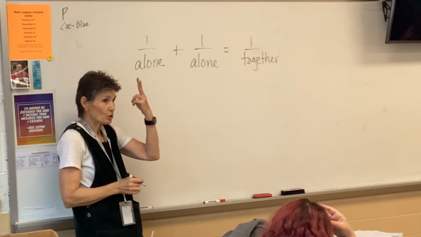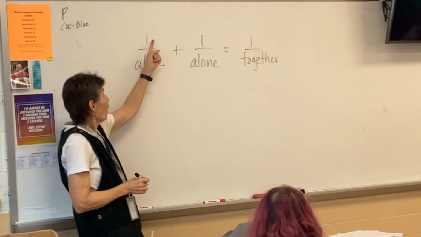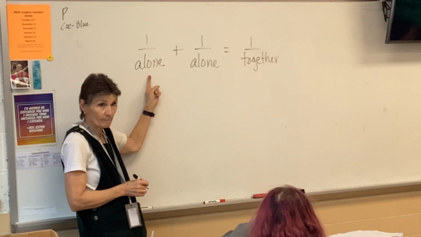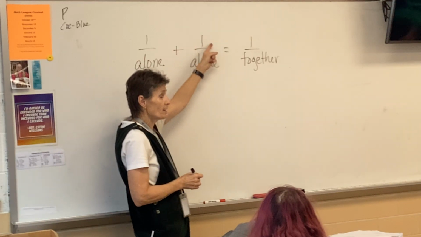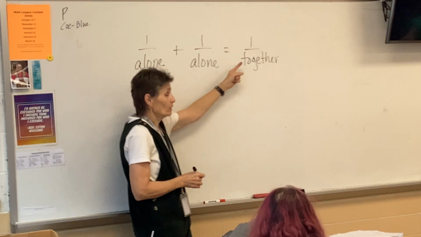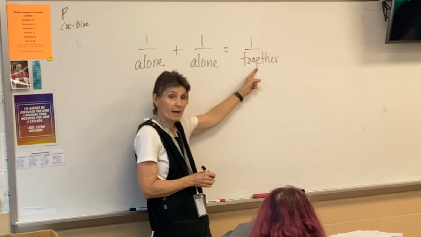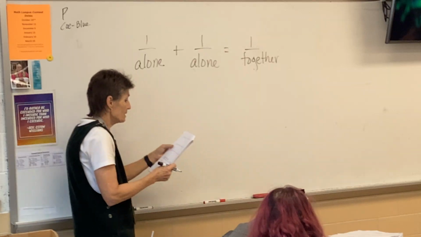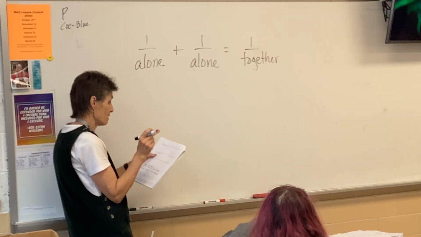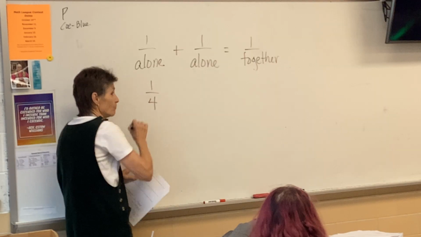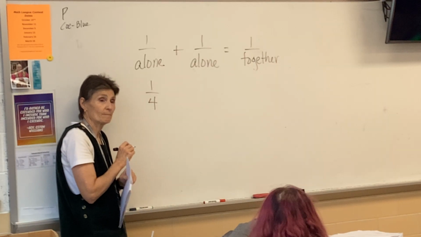Two people doing the job. 1 over the first person's time alone, plus 1 over the second person's time alone, will equal 1 over their time together. So, Gagnon's time is 4 hours. So I'm gonna start with 1 over 4. That's 1 over Gagnon.